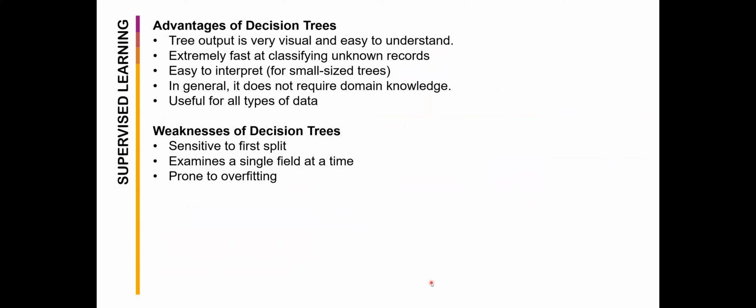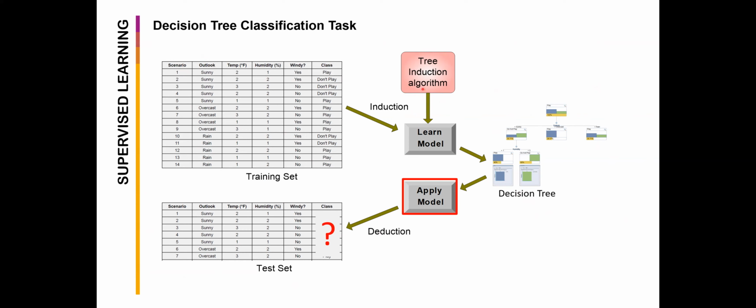Now, the advantages of it, of course: the tree output, as you've seen earlier, is very visual and easy to understand, and extremely fast at classifying unknown records, because for most applications that create decision trees, if there are any missing fields, they will group them together into a missing category.